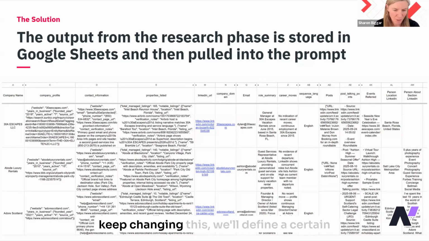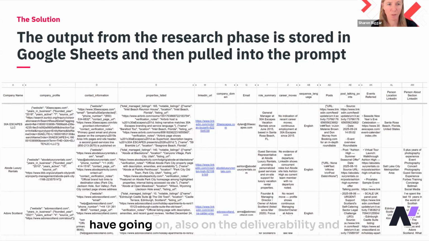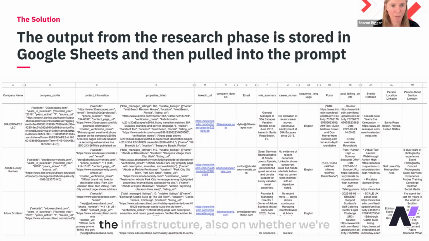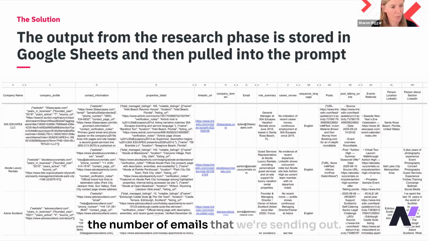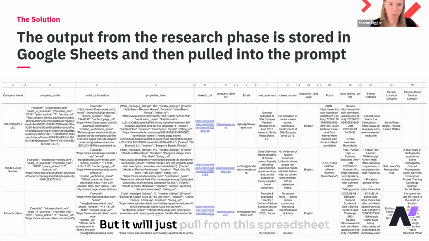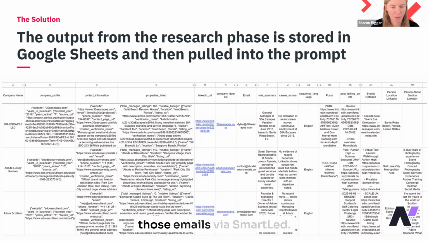We'll keep changing this, but we define a certain number that we want to go out every day. That depends on everything else we have going on, on the deliverability and the infrastructure, and also on whether we're experimenting with something. So we've got that flexibility to play with the number of emails we send out. It will just pull from this spreadsheet after the research has been done and send those emails via SmartLead.